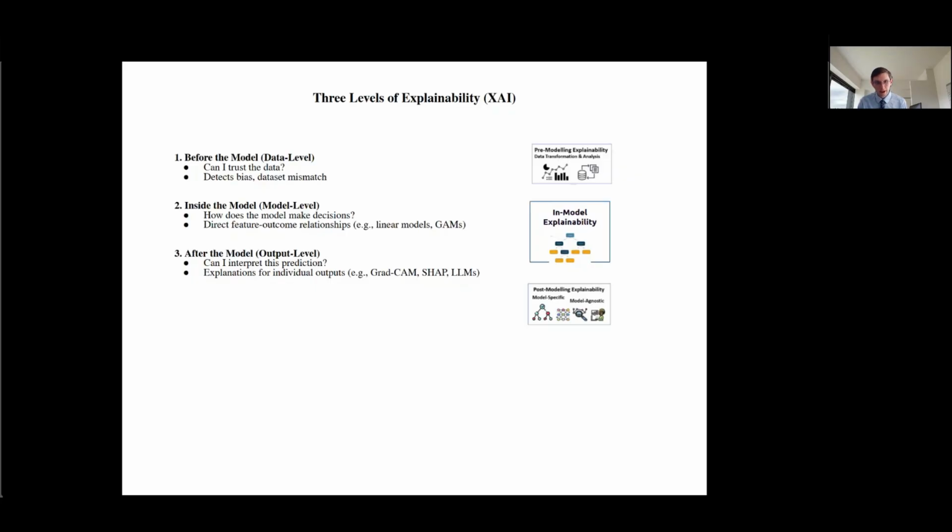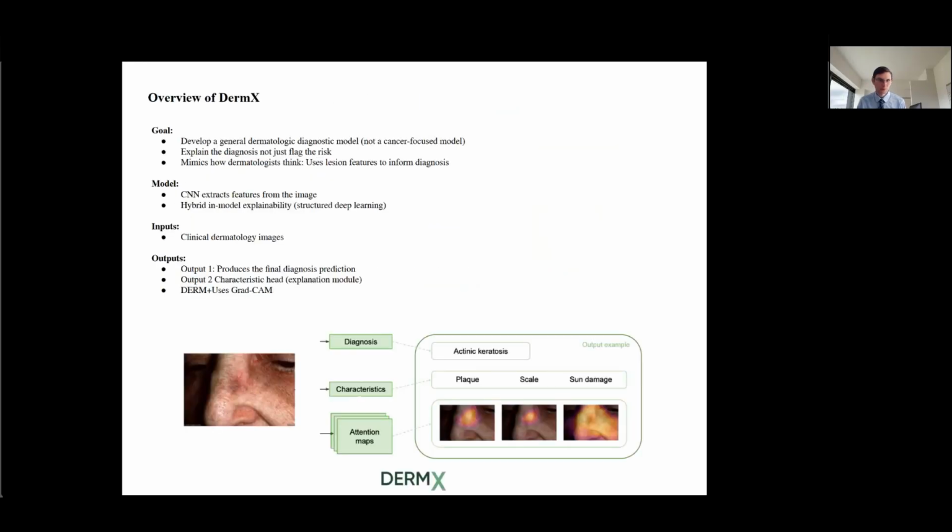The third part is after the model, and that's really the output level. That goes along with: can I interpret this prediction? The explanation of the individual outputs. And that's where you're going to see some of the specific examples that are coming up next: Grad-CAM, SHAP, and LLMs.